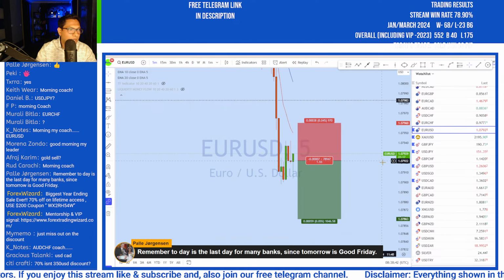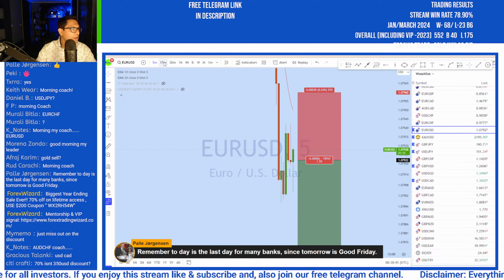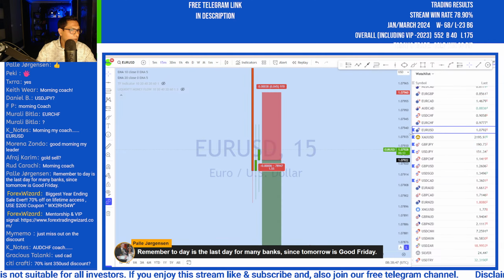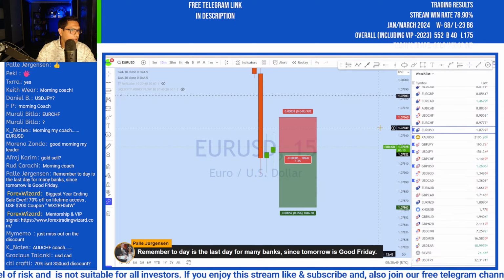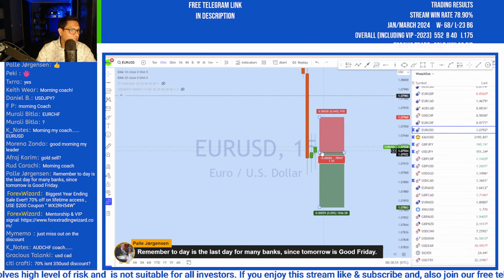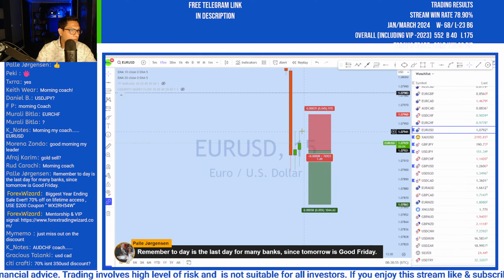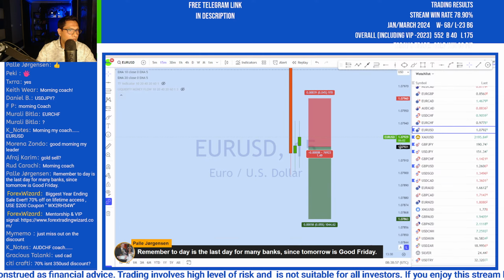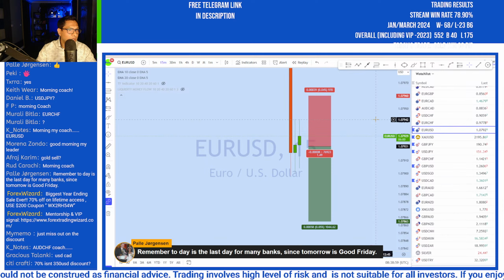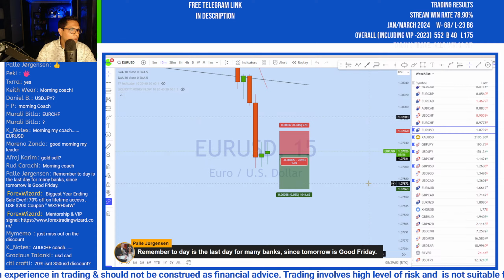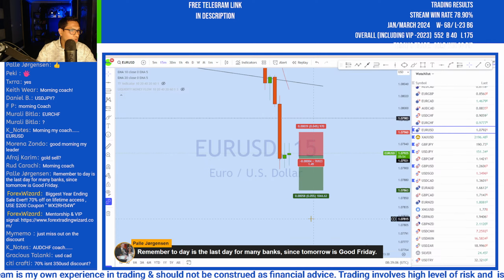Okay, here what we can see is a little bit of manipulation, but if this 15 minutes candle remains within this resistance level, within the 1.0794, expecting the next one to drop again.